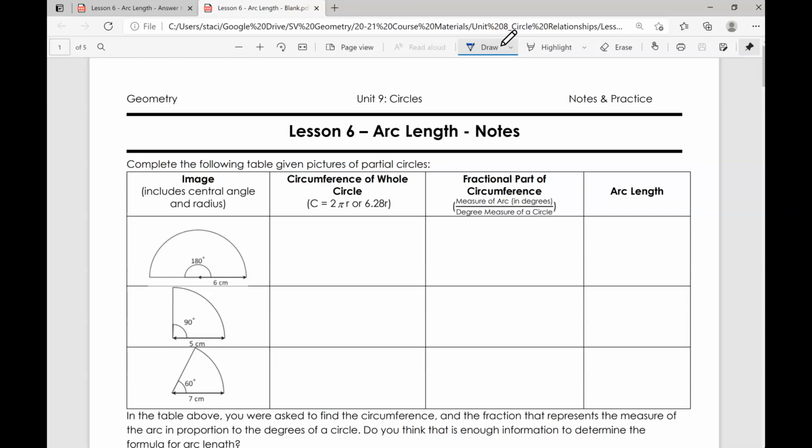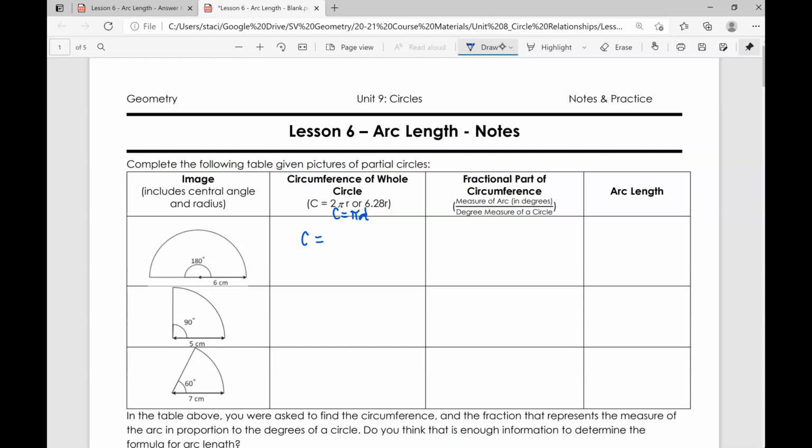If you look at this first example, we have a semicircle, which we know is half of a regular circle, but I'm going to pretend I'm finding the circumference of the entire circle, like I actually see the whole circle there. When we think about circumference, we know circumference is 2 pi r. We also know circumference is pi times diameter.